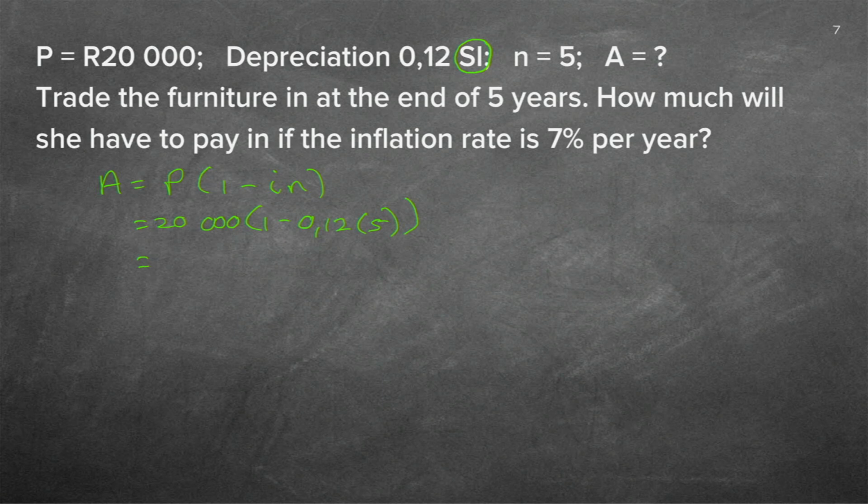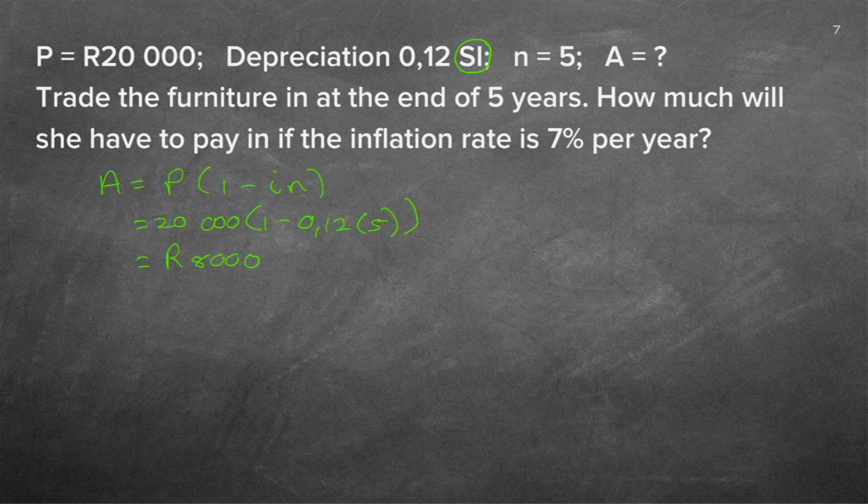Can you see I left a little space between the 20 and the 1,000 because it's easier to slot into your calculator now. 20,000. Make sure that the right amount of zeros. 1 minus 0.12 times 5. Close your bracket. Equals 8,000.